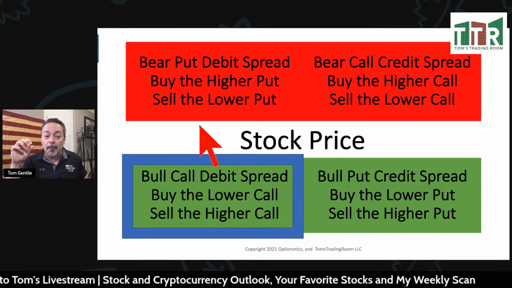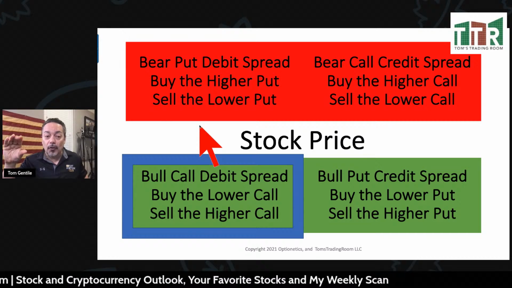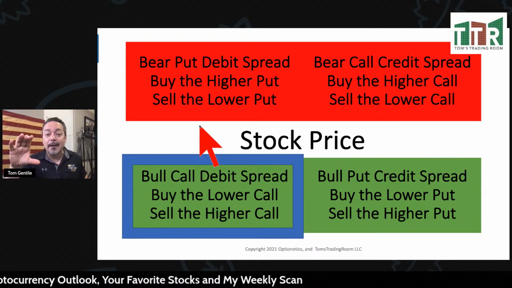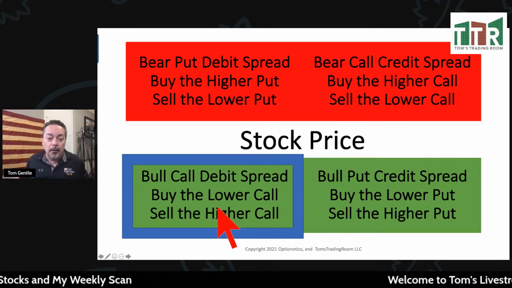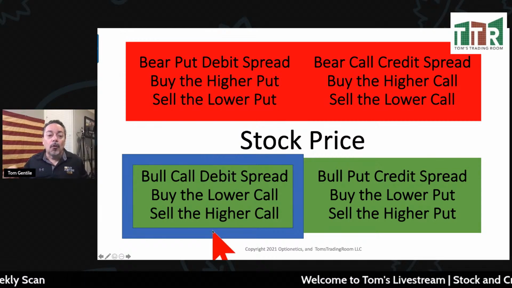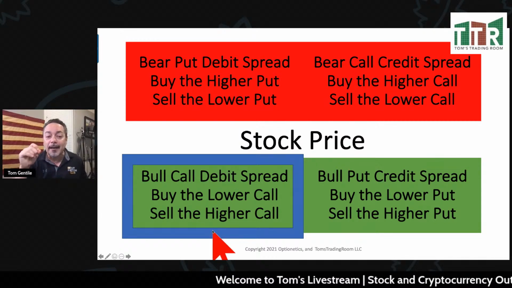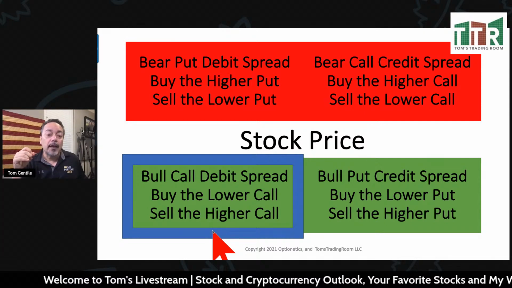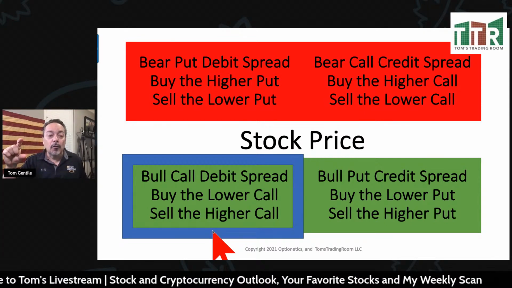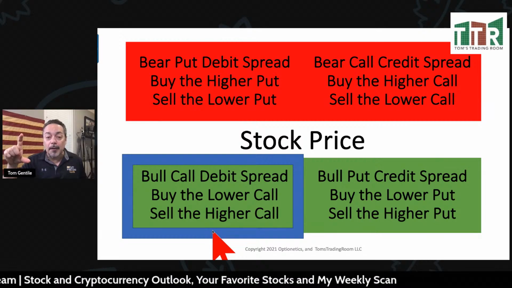If they're debits, I'm looking for them to widen because I want to sell it for more money than I bought it for, okay? Same thing with the one down here. This is a bull call debit spread. That means we're buying the lower strike call and selling the higher strike call. And we're also looking to do that for a debit that we're looking to increase over time.